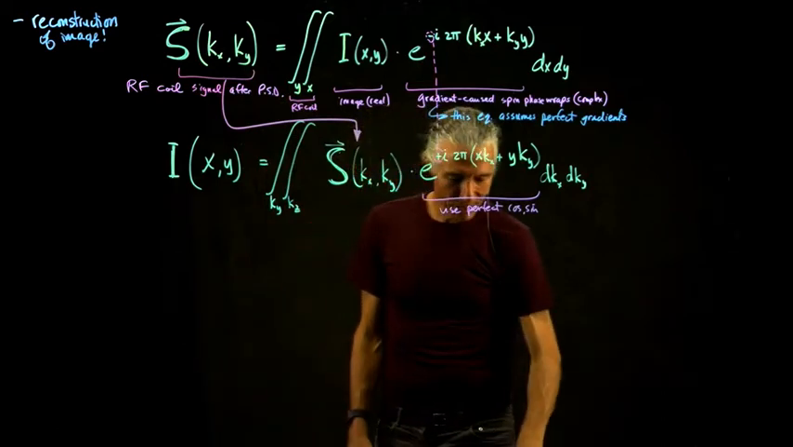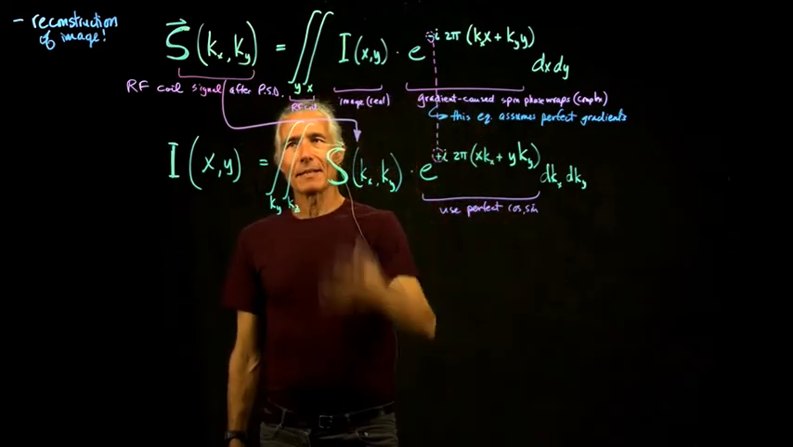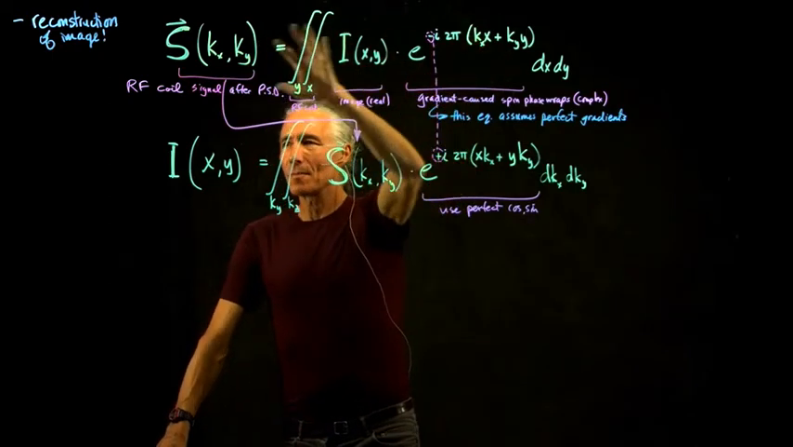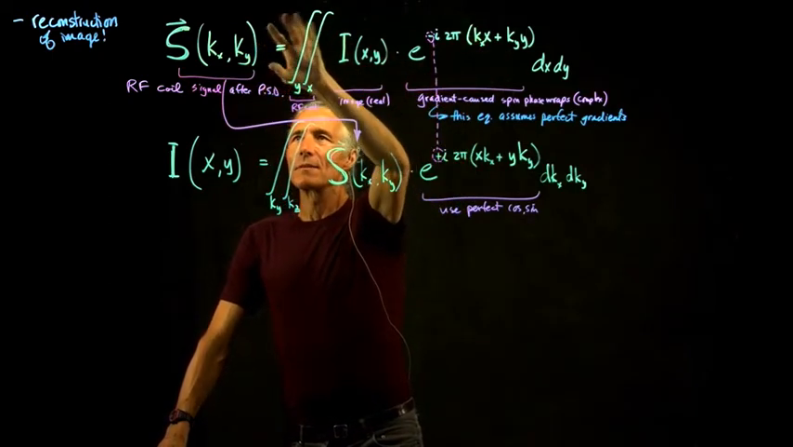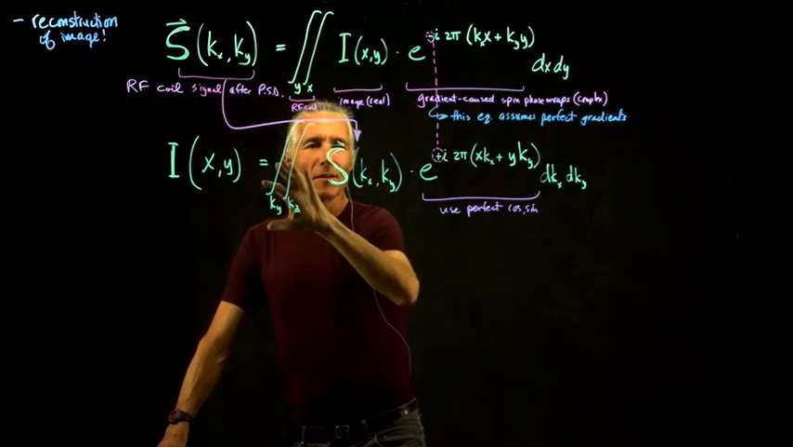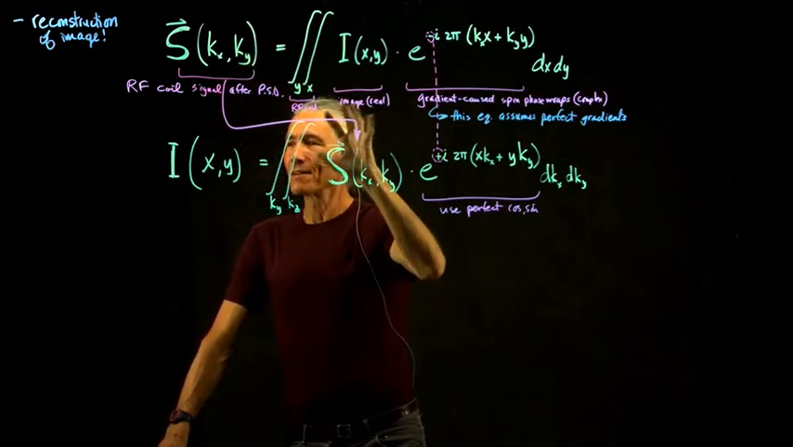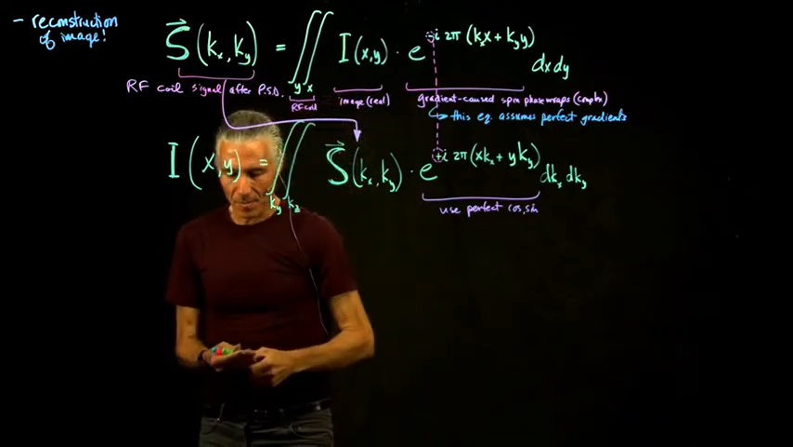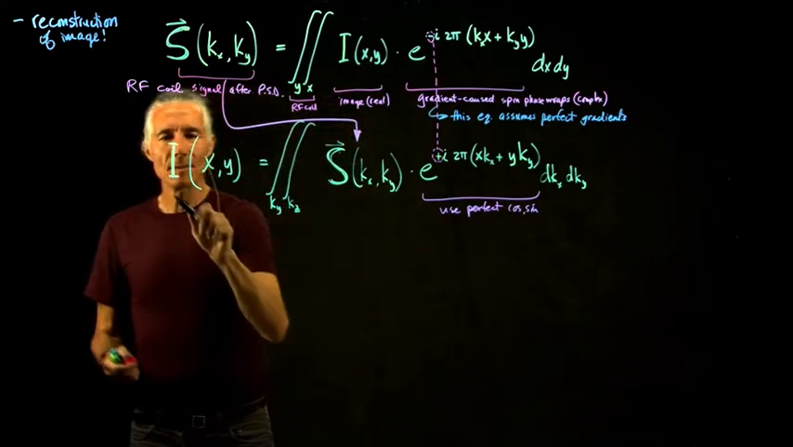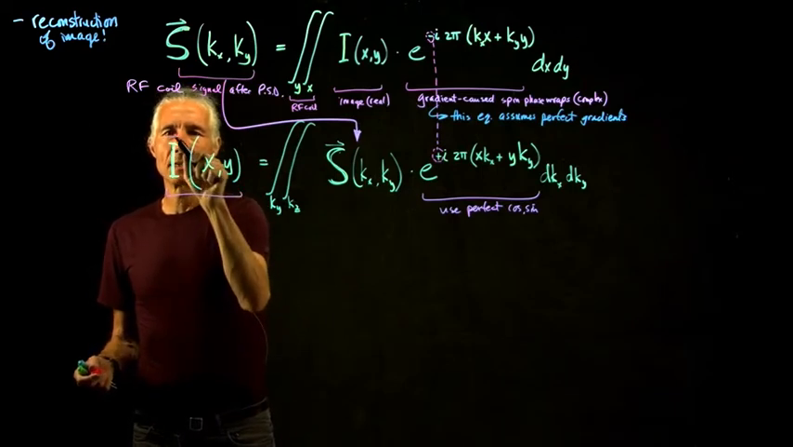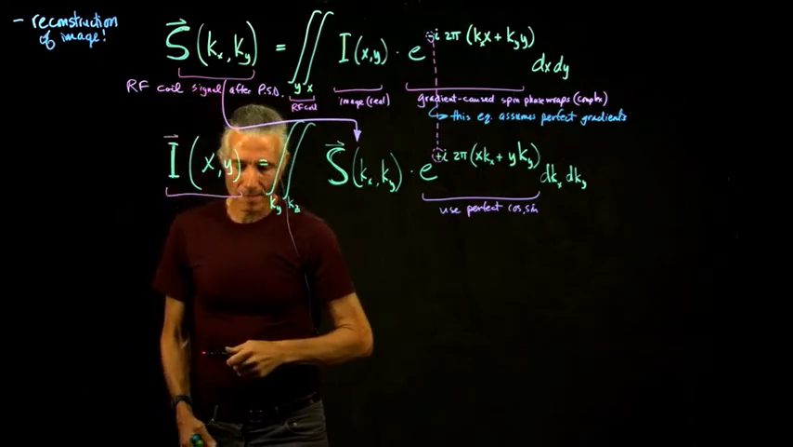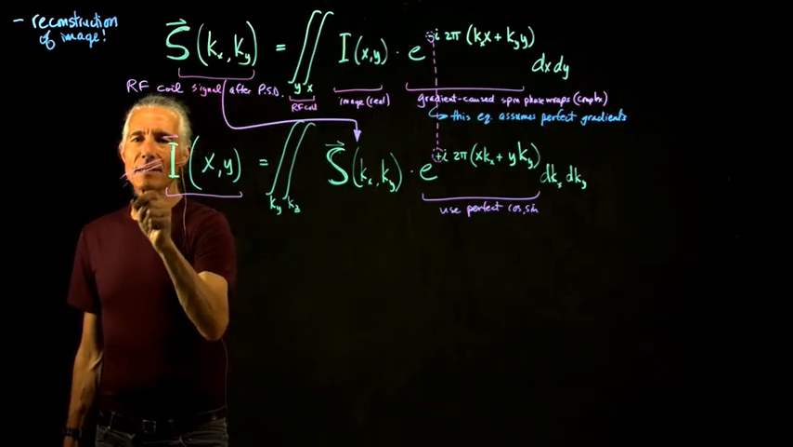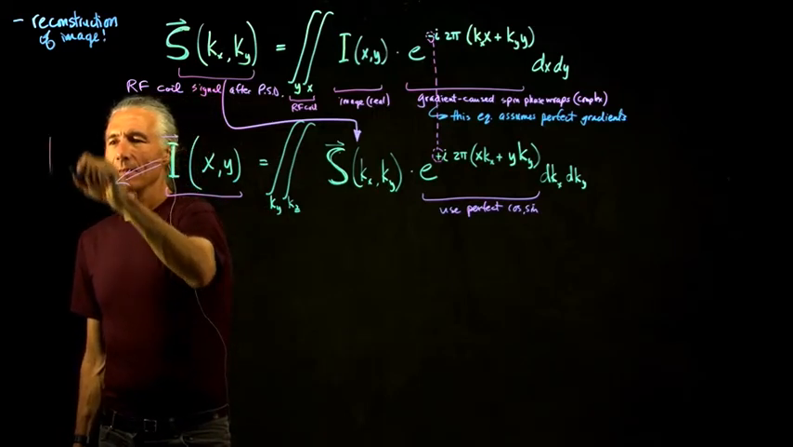So very strangely, we've arranged the scanner to do a Fourier transform of the brain, and now we've got this Fourier transform of the brain, and then all we do is just Fourier transform it again, and then we get the brain back. Now, typically, this image will be complex.